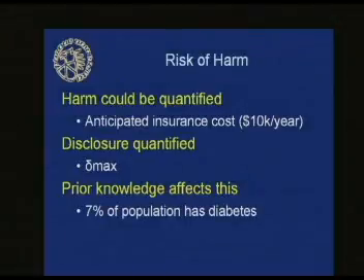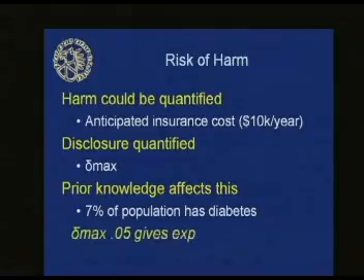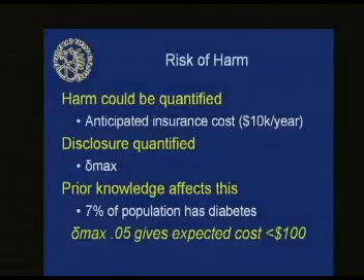So given this, it actually turns out that we can calculate the expected cost. We can set delta max to 0.05, a 5% probability that I've been identified, and the expected cost works out to be less than $100. That's very close to noise in these things, much less than the commissions on insurance policies. So it turns out that if we start thinking about what the potential for harm is and what the prior knowledge is, it really can affect things.